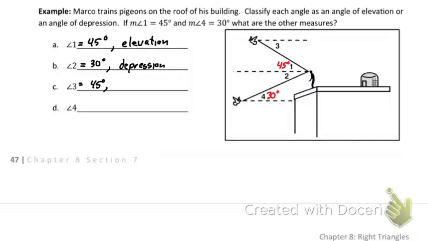It would be depression because we're looking at the pigeon's point of view. The pigeon looking straight to looking down, that's definitely a downward angle at 3. So that is going to be a depression. I got this one. I bet you angle 4 is 30 degrees.